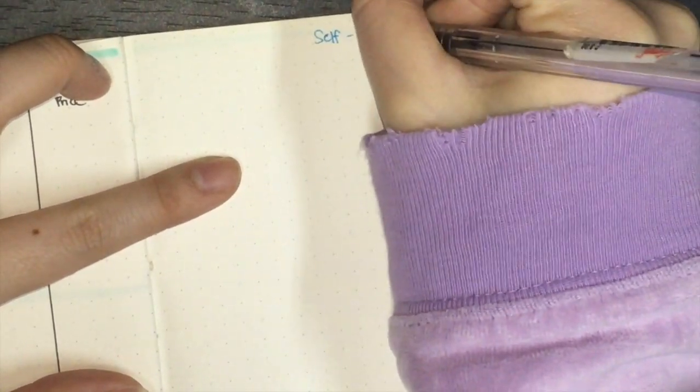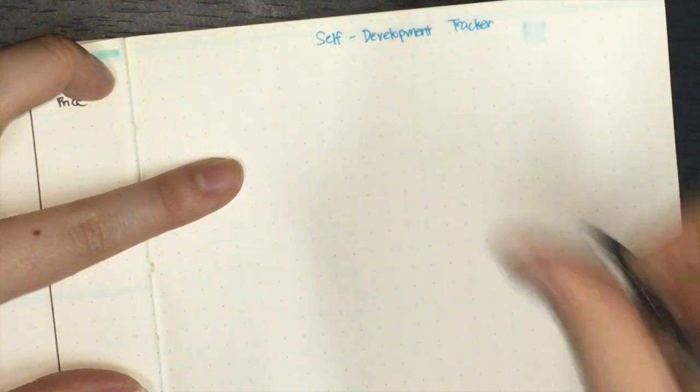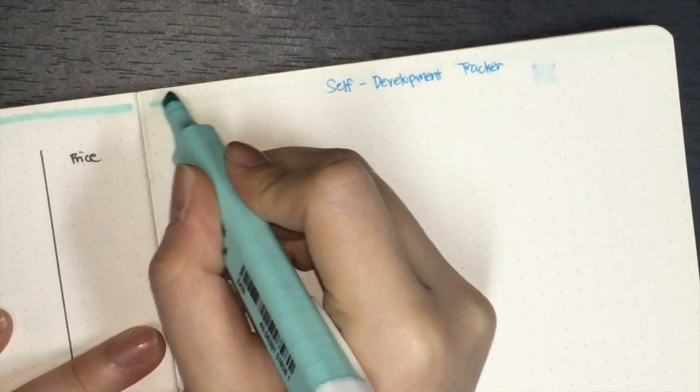column. And to keep track of my mental health, I have this self-development tracker where I put the activities that made me happy.